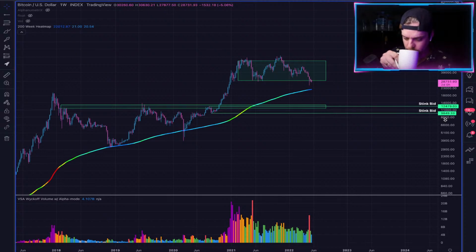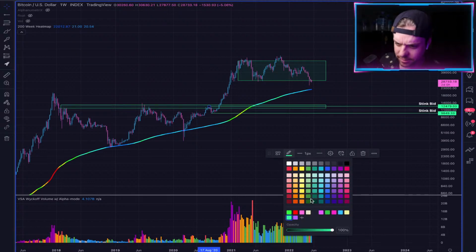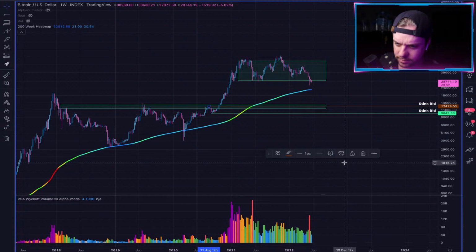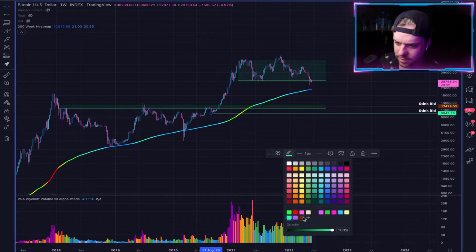Good morning, if it's morning. Let's make them brown. It's hard to see brown. How do I get brown? I gotta make brown. There, just for you. We'll add it. Can't really see it, but they're there.